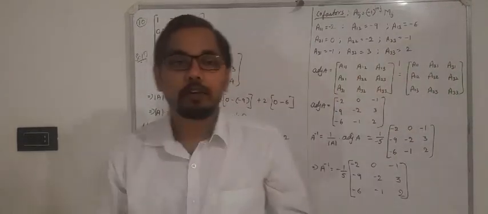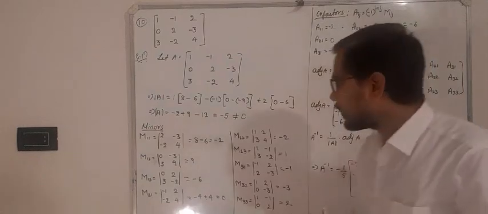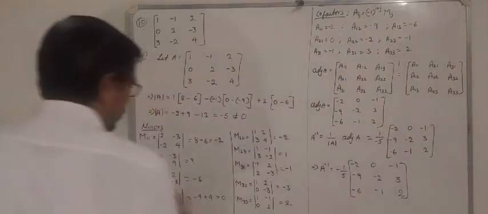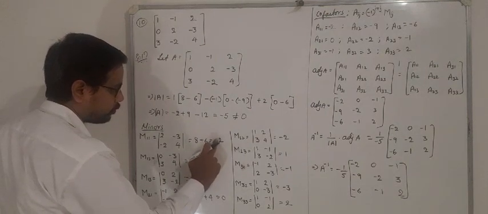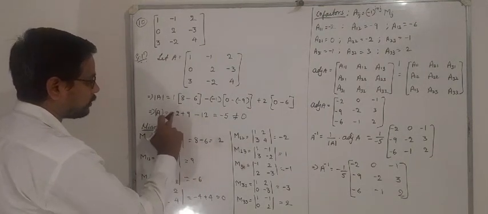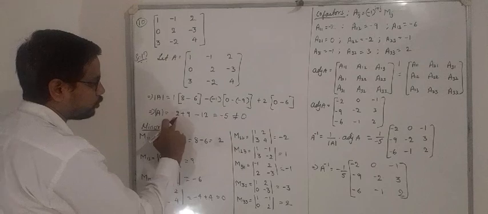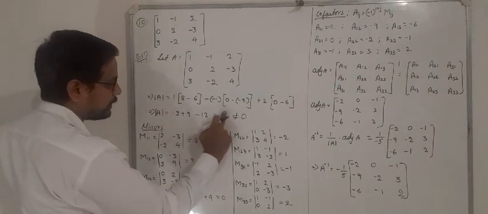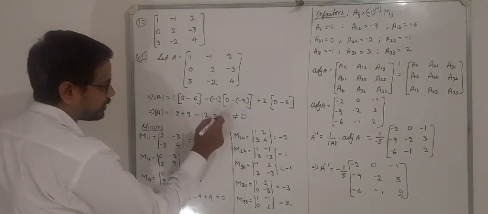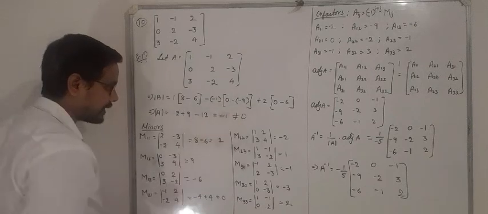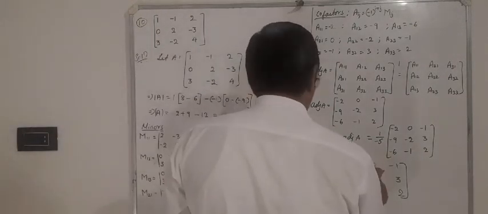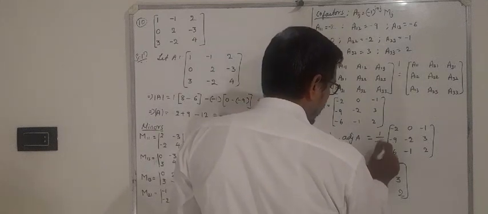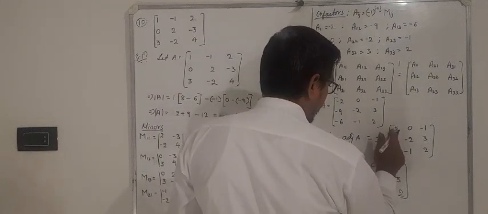Okay friends, I hope you have understood. There's a small change over here, right? So this should be 8 minus 6, that is plus 2, right? And here also this should be plus 2. So this will be what? 11 minus 12, minus 1. Still it is not equal to 0. And here we get it as minus 1. This is plus 2.